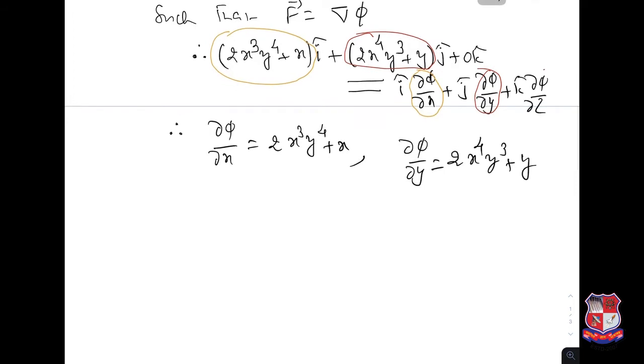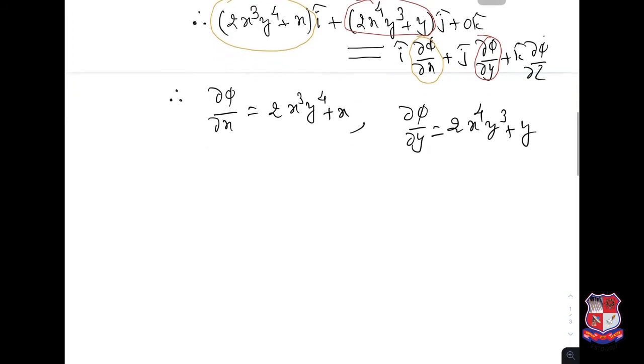Our aim is to find out phi. So let us consider this one. You can consider any one. We can now take the integration, and integration with respect to x keeping y as constant. So for this, integrate with respect to x and treat y as constant. If you integrate, then we get the phi function.